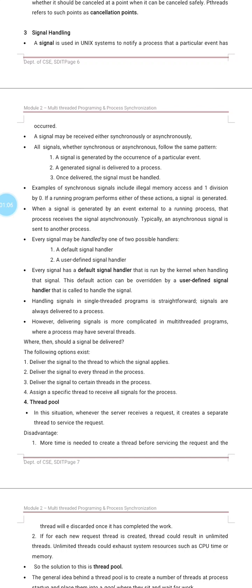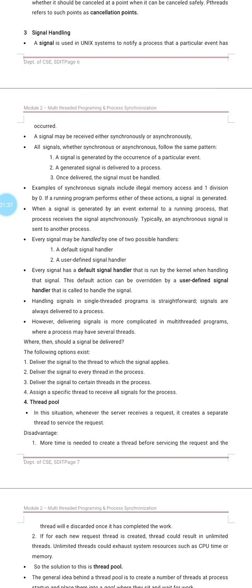Signals can be either asynchronous or synchronous. Whether synchronous or asynchronous, both follow the same pattern. What is that pattern? A signal is generated by the occurrence of an event. So we can say an event has occurred which will raise a signal. That signal should be delivered to a process. That is the next step. And the third step, once it is delivered to a process, the signal must be handled.